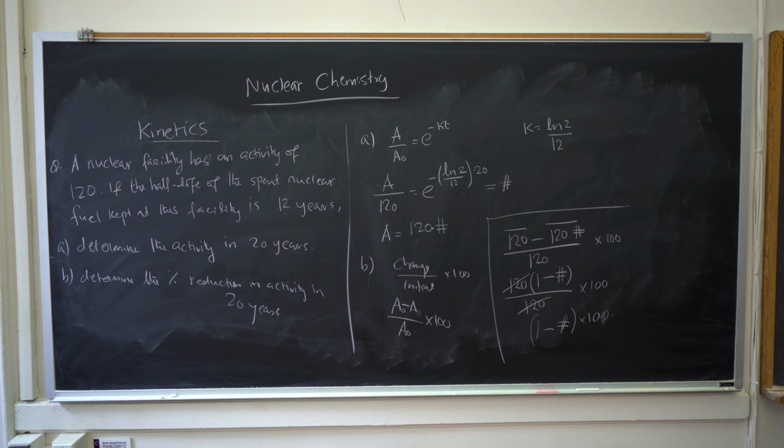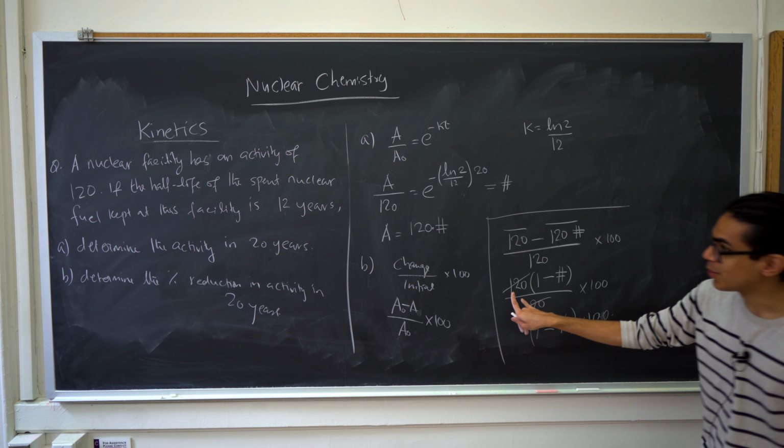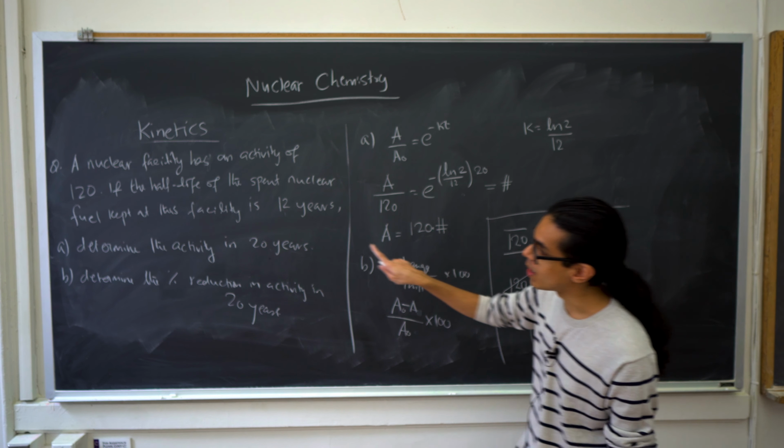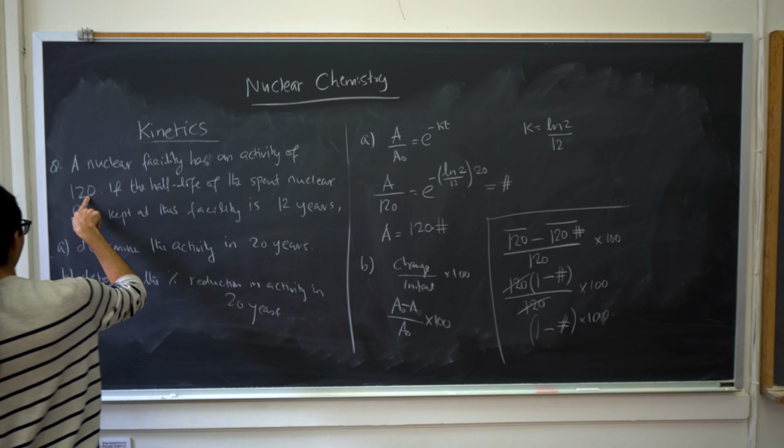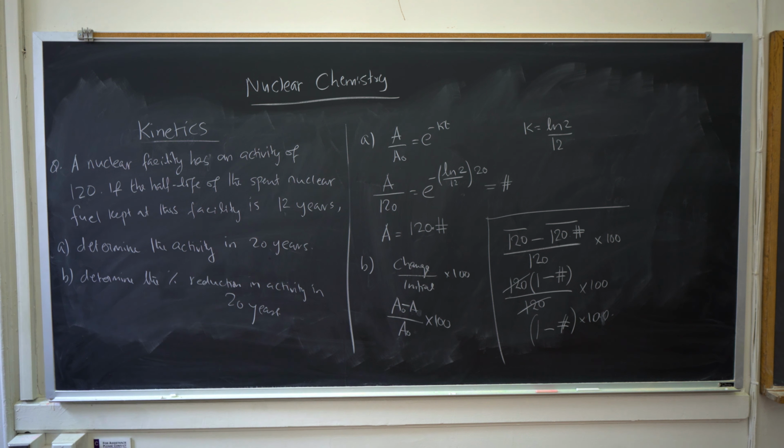It'd look better if we actually found what the number was. That's fine. You can imagine what it is. Notice something curious. The 120s cancel. 120 was the activity, right? The initial activity. So the same question could have been asked without the 120 given to you for part B.